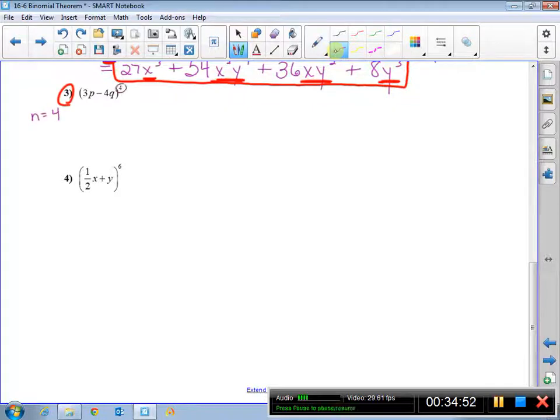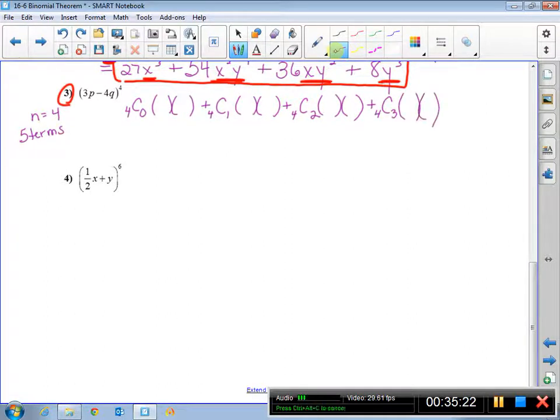4. That's my exponent. So I know I will have 5 terms. I start my combinations with that 4. 4 choose 0, something in each set of parentheses, plus. 4 choose 1, parentheses, parentheses, plus. 4 choose 2, I want to make sure I have enough room, parentheses, parentheses, plus. 4 choose 3, and 4 choose 4. Okay.